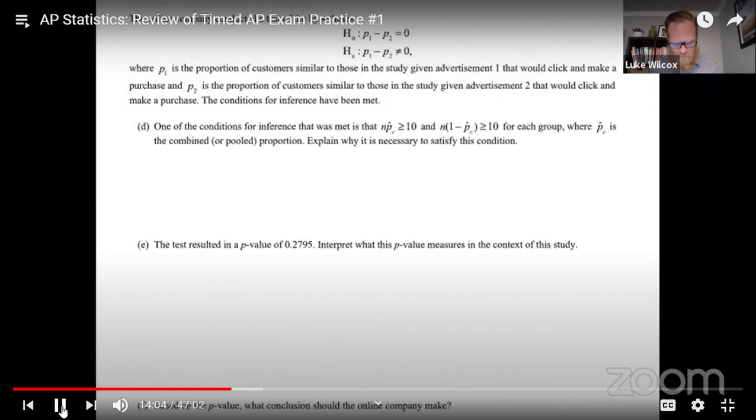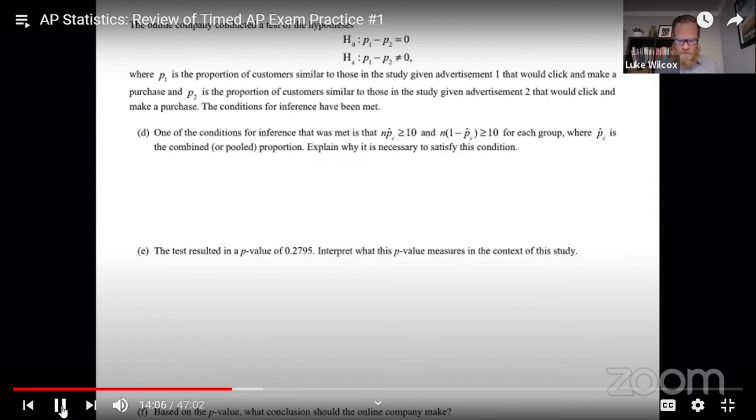So part D says, one of the conditions for inference that was met was that n times p hat combined and n times 1 minus p hat combined are greater than or equal to 10 for each group, where p hat combined is the combined or pooled proportion. Explain why it is necessary to satisfy this condition. Notice that we are not asked here to check this condition. We are asked why it is important that we check this condition. So often this is called the large counts condition. And the reason we check the large counts condition is to make sure that our sampling distribution is approximately normal.